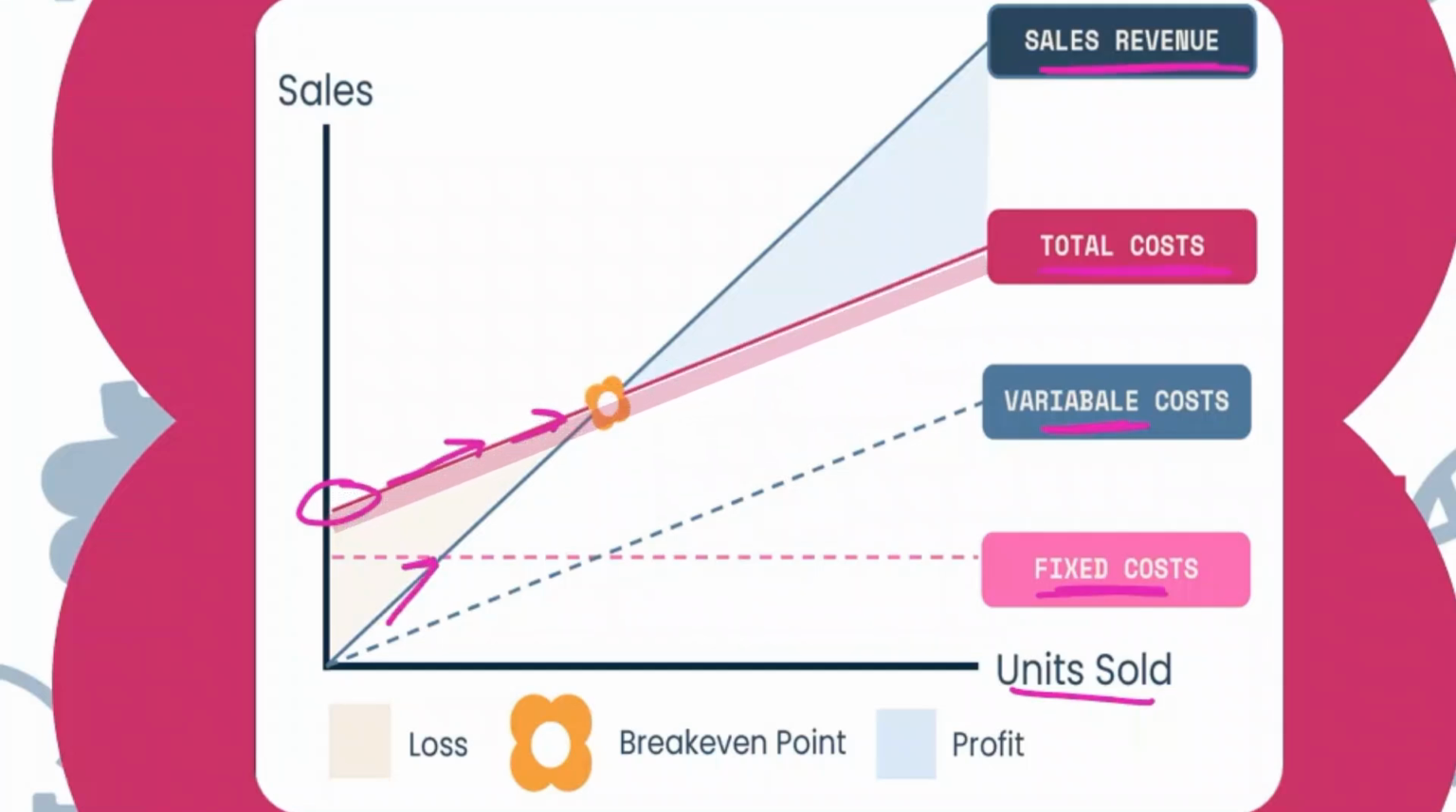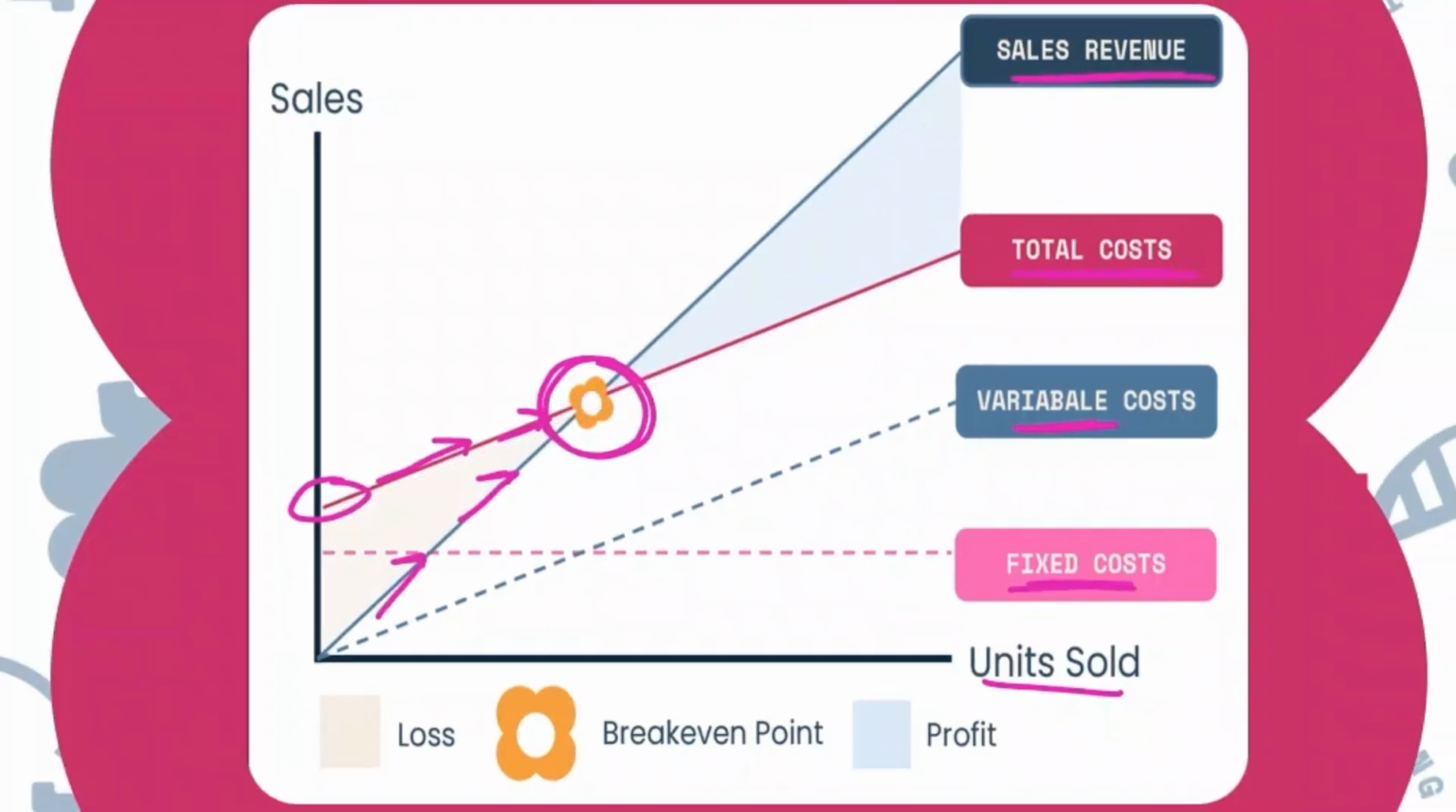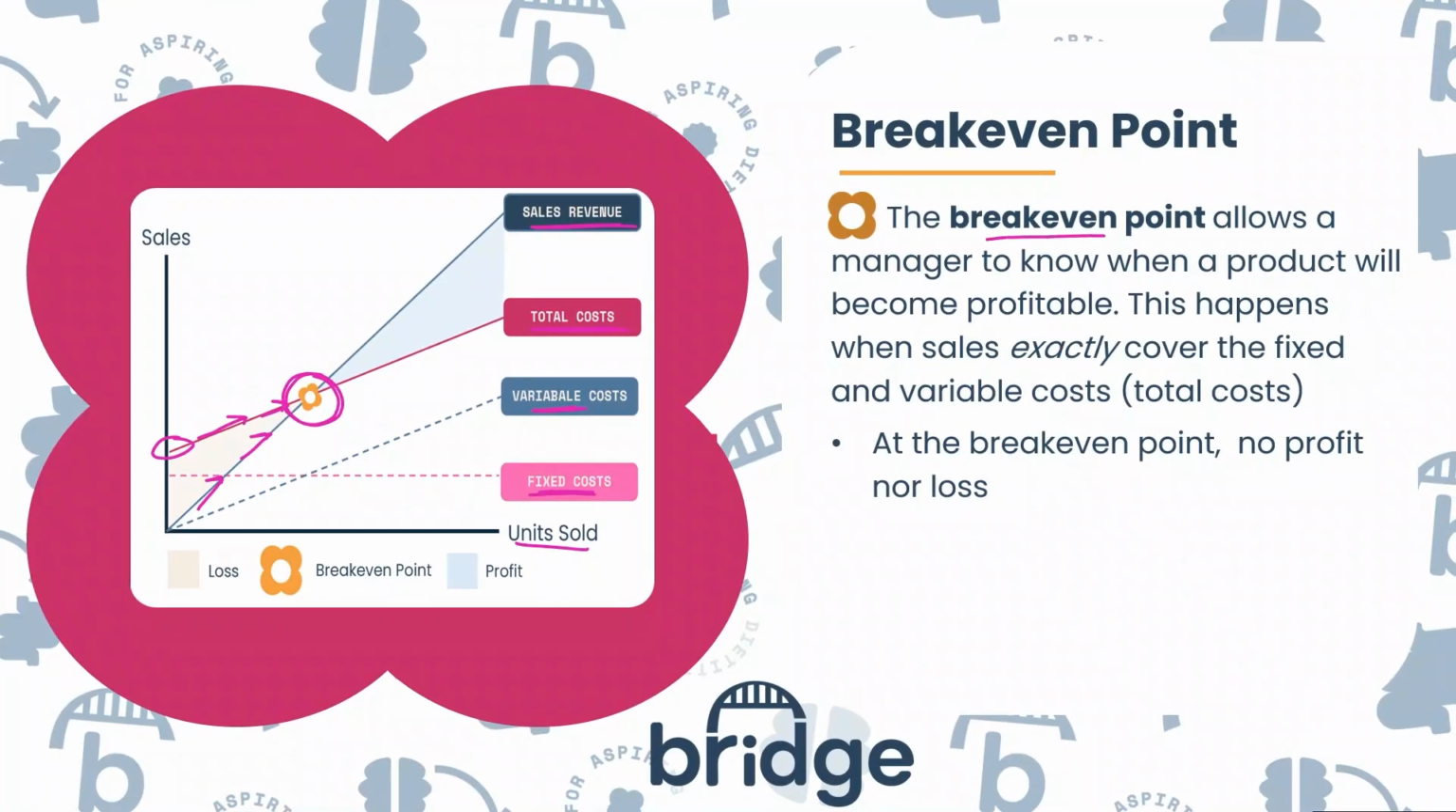The blue line is also rising, but at a different rate. And the point where these two lines meet is called the break-even point. The exact moment where sales revenue equals total cost. No profit yet, but no loss either. It's the tipping point where the business starts to shift from losing money to making money.